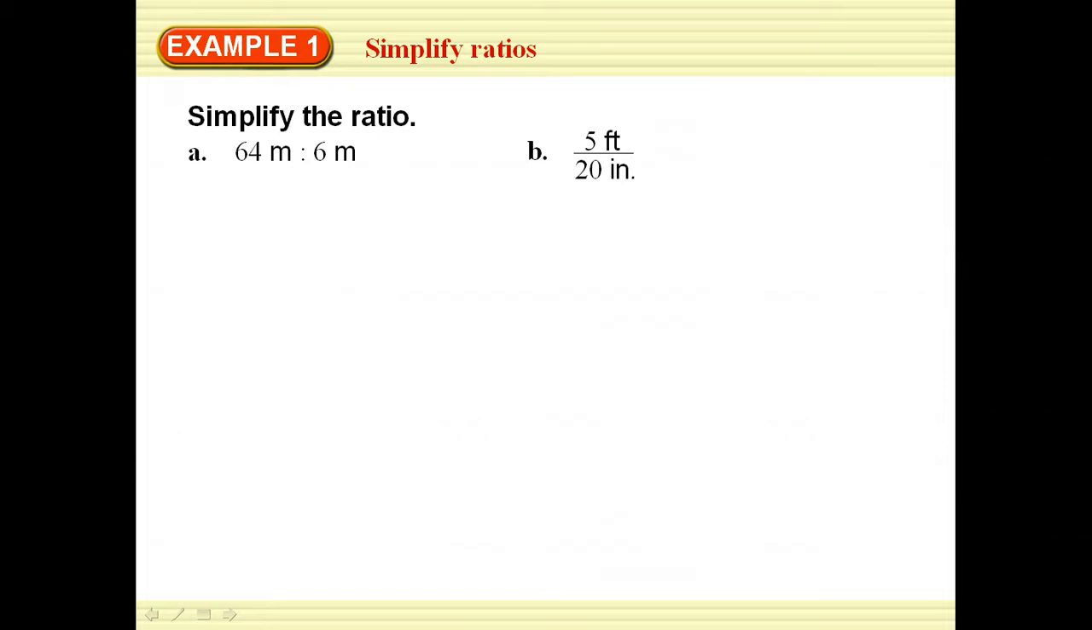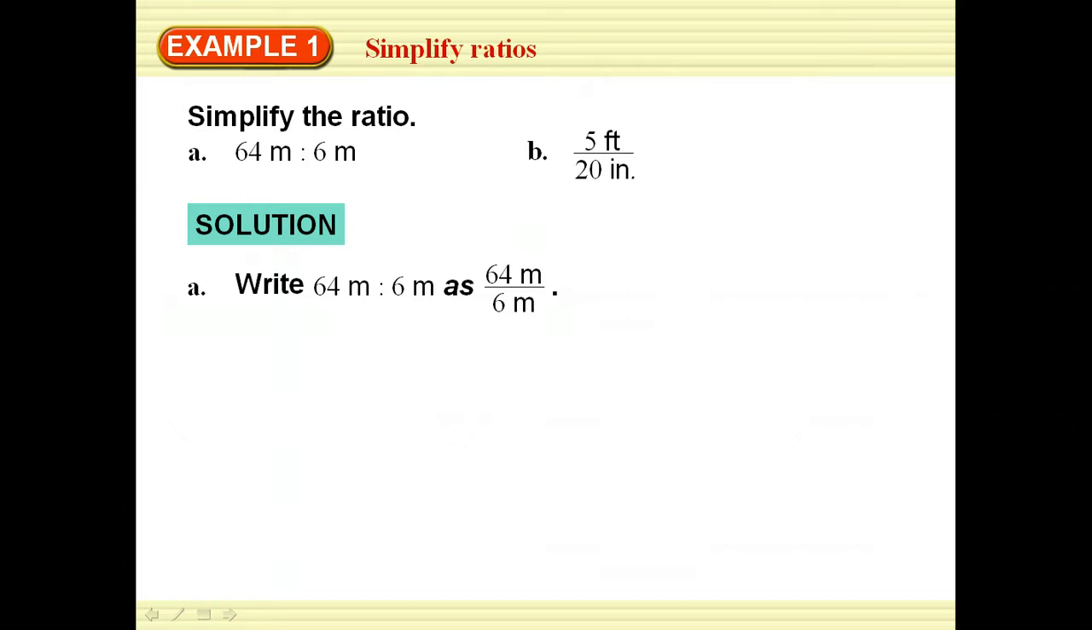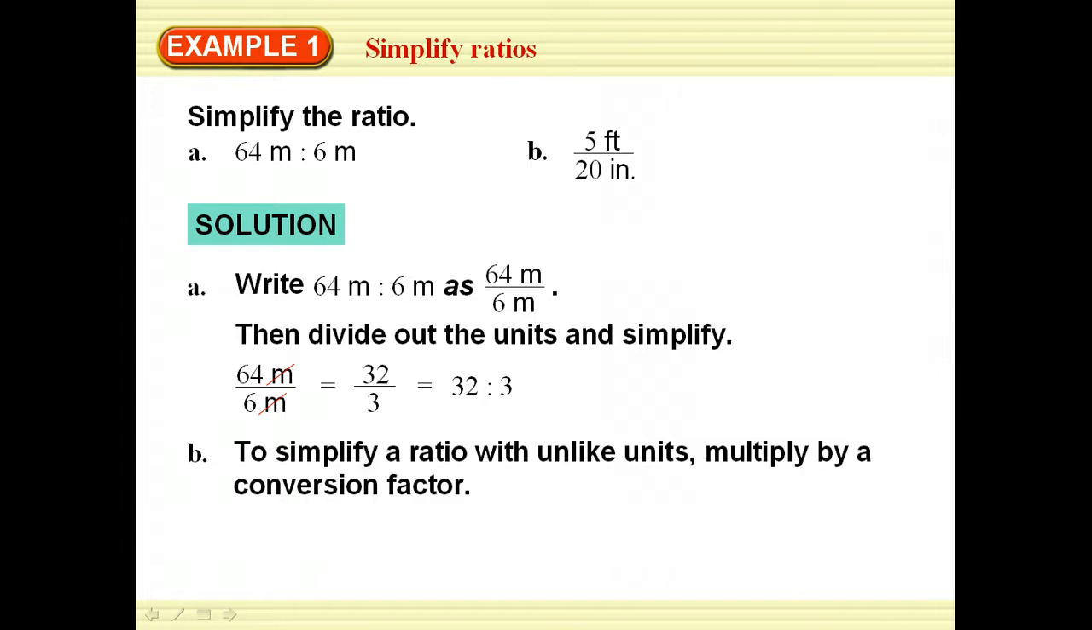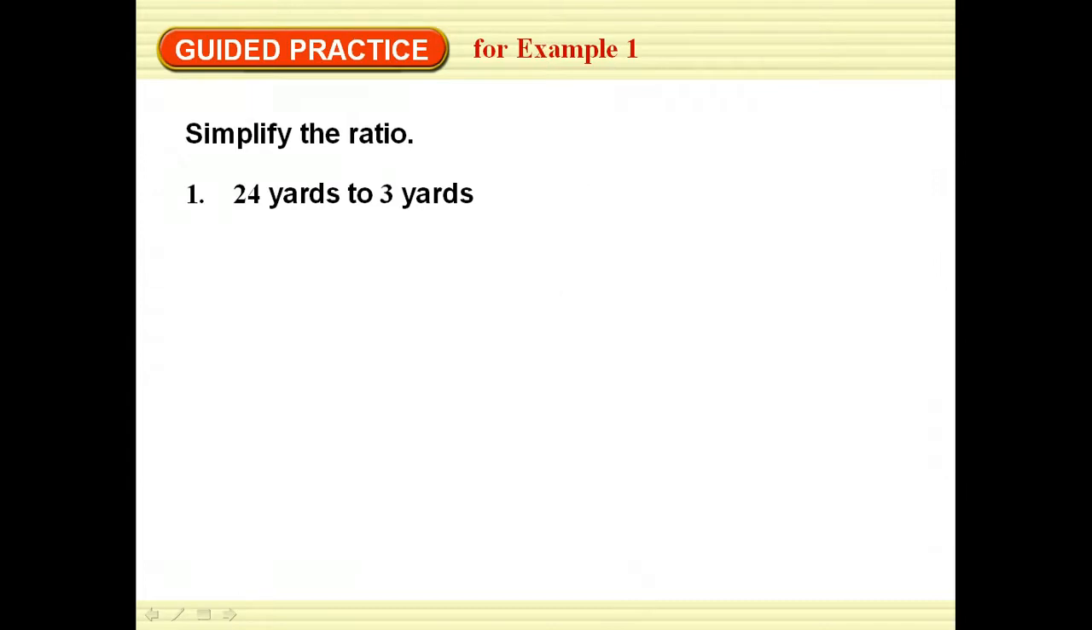If I've got 64 meters to 6 meters, then what I would do is write it as a fraction, and my units would divide out, so I could simply reduce that fraction to 32 over 3. So that is my ratio. For 5 feet over 20 inches, I need to use my conversion factor because feet will not cancel with inches. This time I'm going to write it where inches are on top and feet are on bottom, so that everything will cancel out. I get 60 over 20, or 3 over 1. So I have a ratio of 3 to 1 here.